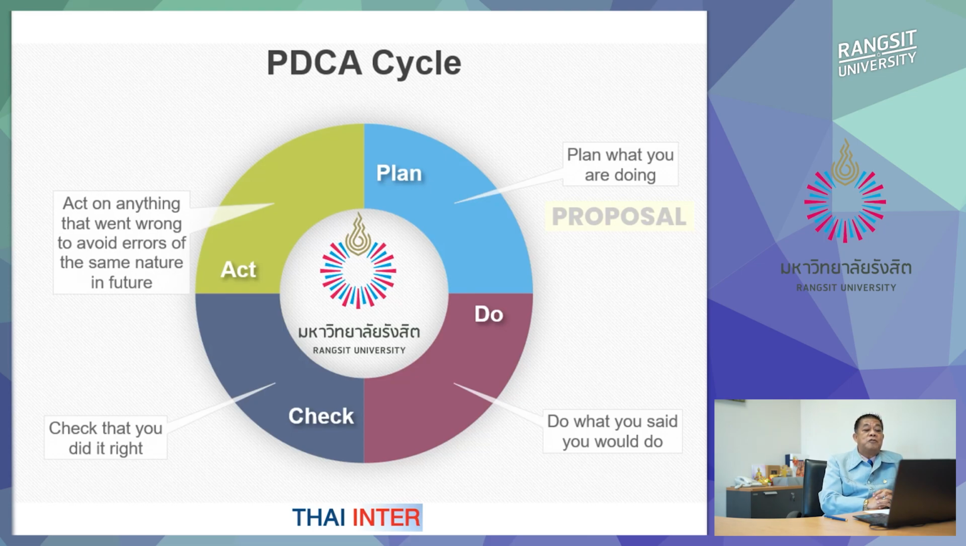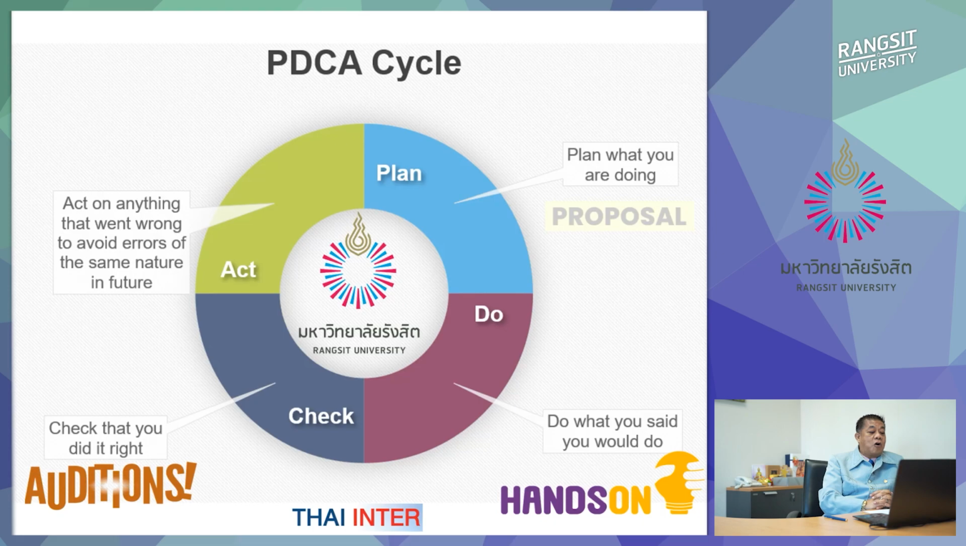The plan or proposal is the first thing: you plan what you are doing. The second one is do. The do is the hands-on activity: do what you said you would do. The next one is check, or auditing. The check step is to check whether you did it right or wrong.